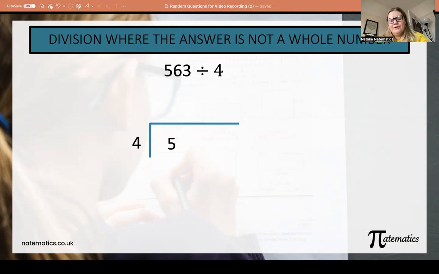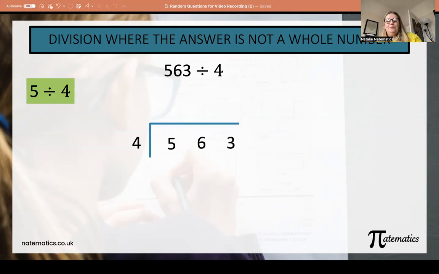Now, 4 is one of those ones that you can kind of do a lot by your head, can't you? You can divide by 2, halve it, and then halve that again to do by 4. However, I'm going to show you the bus stop method for this and what we do when the answer is not a whole number. Okay, so here we are, 563.